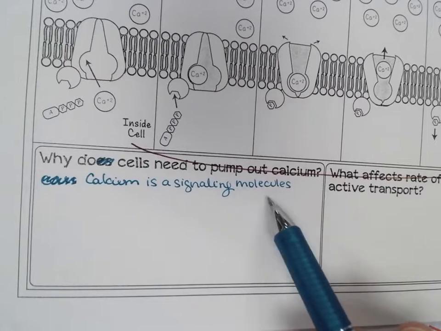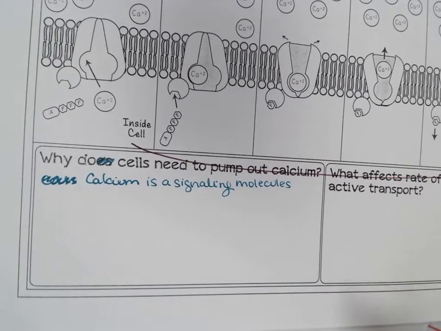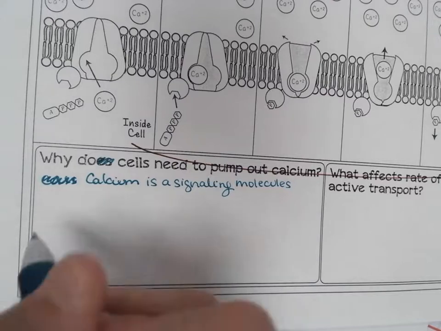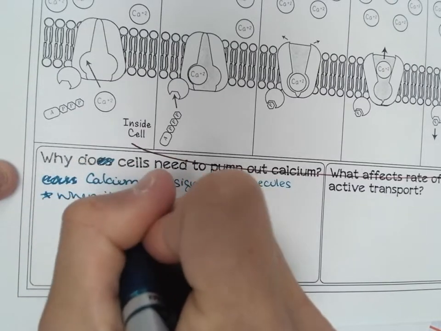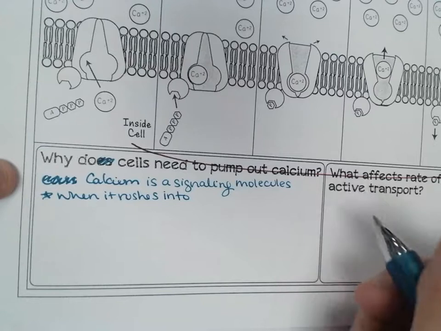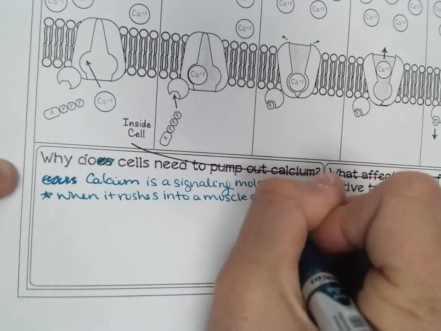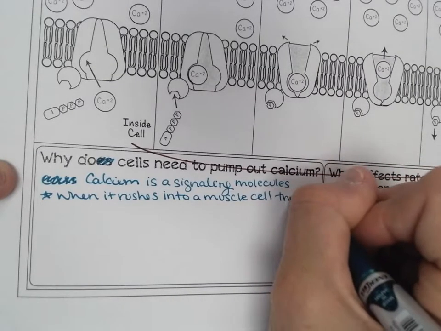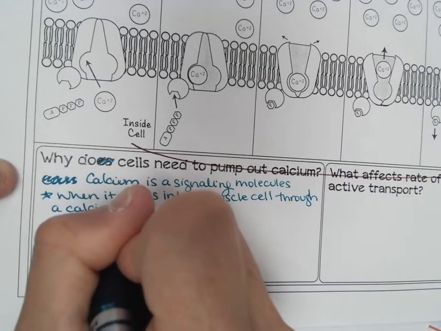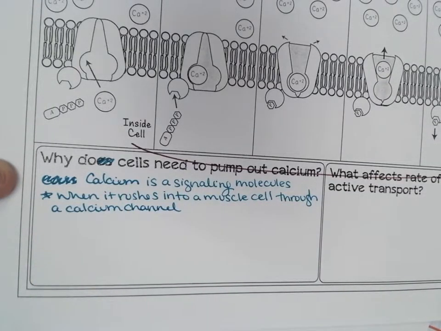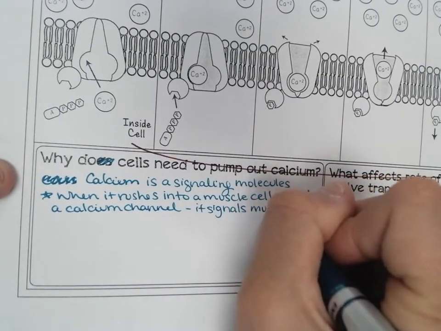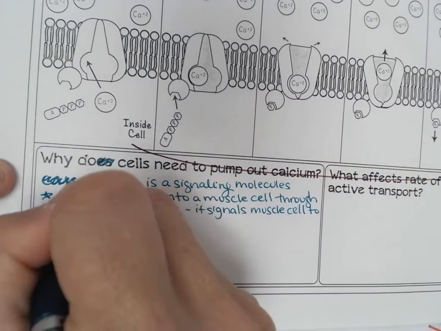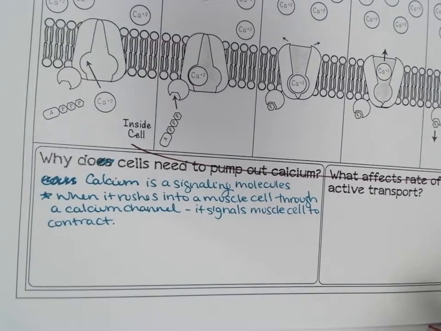Okay, so calcium is a signaling molecule. And a signaling molecule is one that just communicates with the cell. It's a molecule that talks to the cell. It gives the cell information, and the cell knows what to do because of it. So when it rushes into a muscle cell through a calcium channel, it can signal the muscle to contract. That's a good thing, right? That's how your muscle knows what to do.